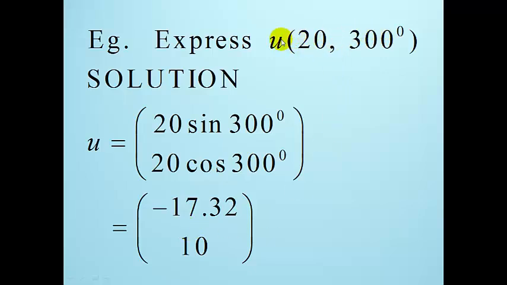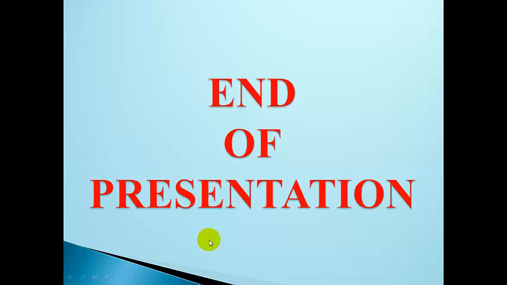So that is how we express a directional vector as a column vector. It is the magnitude times the sine of the bearing, so 20 sin 300, 20 cos 300. And the answer is minus 17.32 and 10. That is the column vector. This is the end of our presentation.